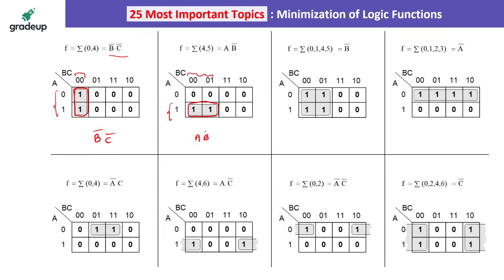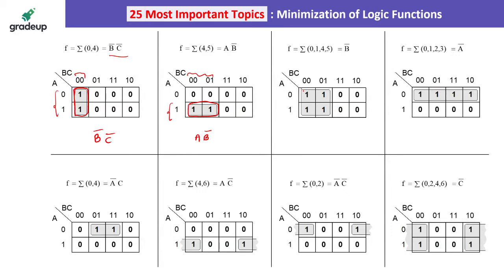So this is a b bar, and these 4 ones are also adjacent. The number of ones you are combining can be in powers of 2: either a single one, if there are no other adjacent ones, a pair of 2 ones, 4 ones, 8 ones, or 16 ones. You cannot take 3 ones, you cannot take 5 ones. The number of ones you are combining is to be adjacent, and powers of 2.